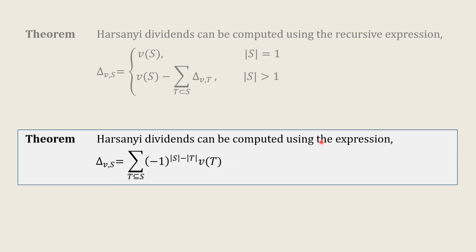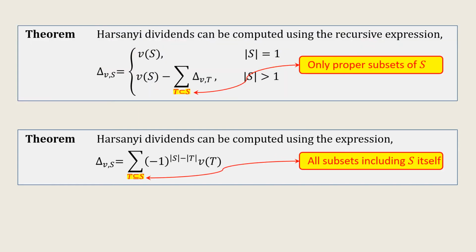Let's take up the previous example and compute the Harsanyi dividends using these two expressions first. Now, before we do that, here's one thing you should note. In the recursive expression, I'm considering in this summation proper subsets of S only, not S itself. In the non-recursive expression, this summation is over all subsets, which includes S.